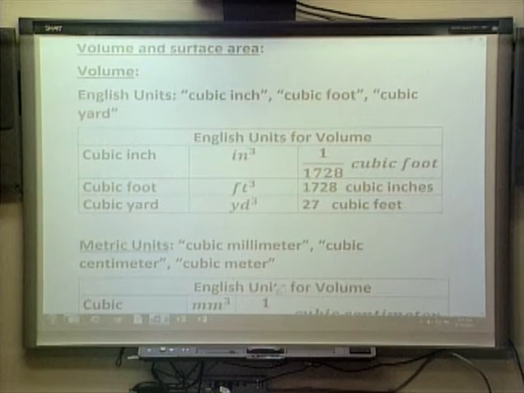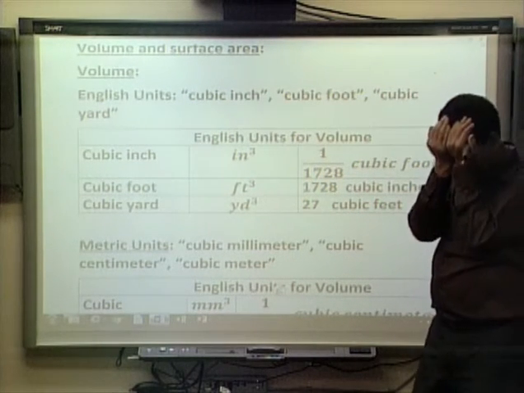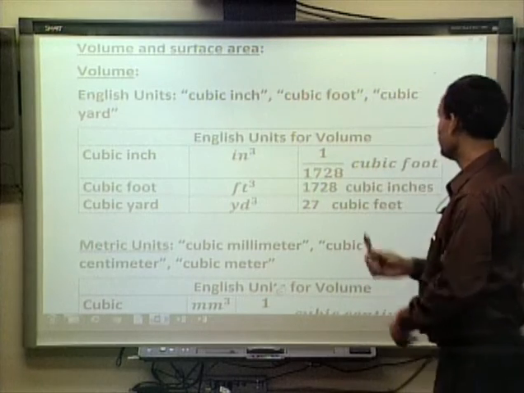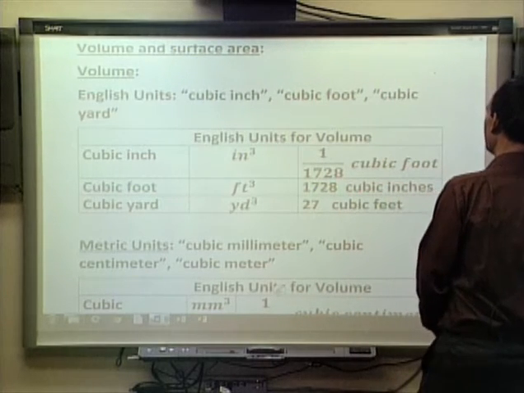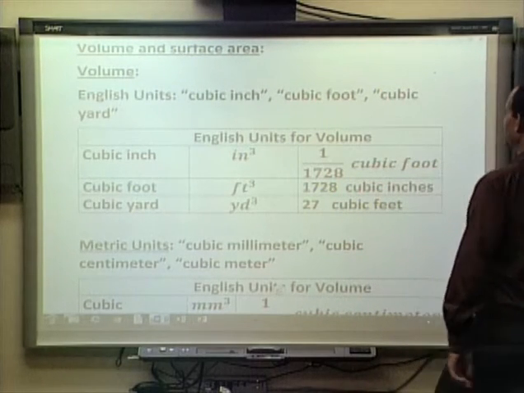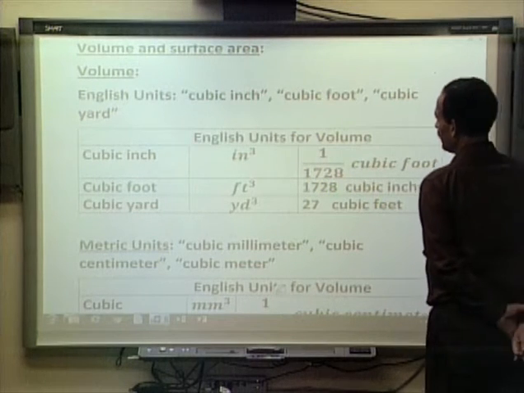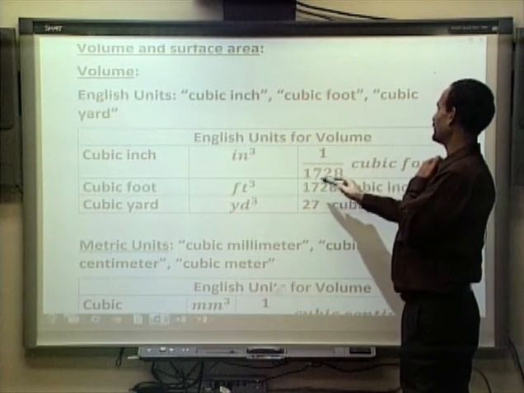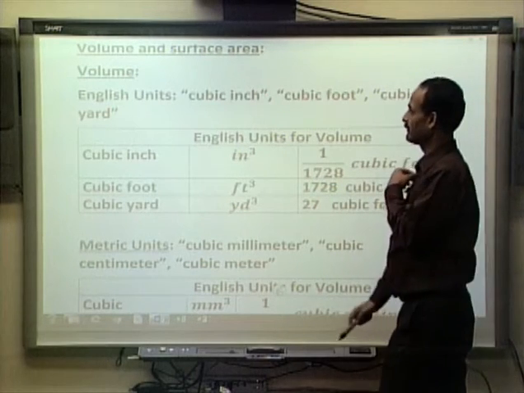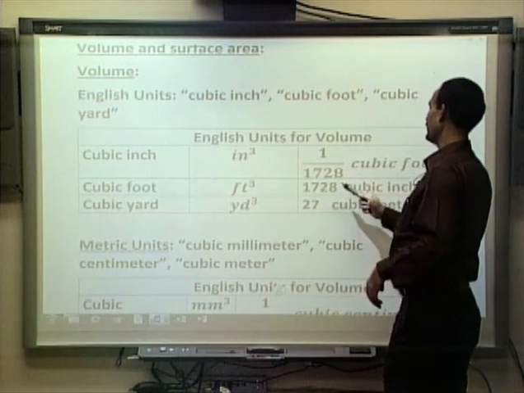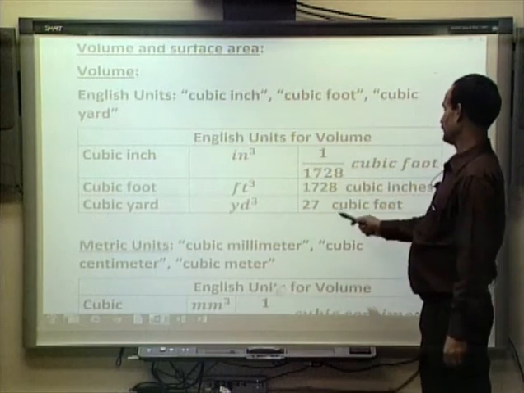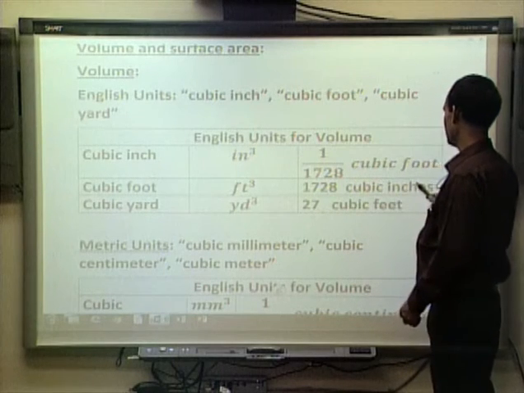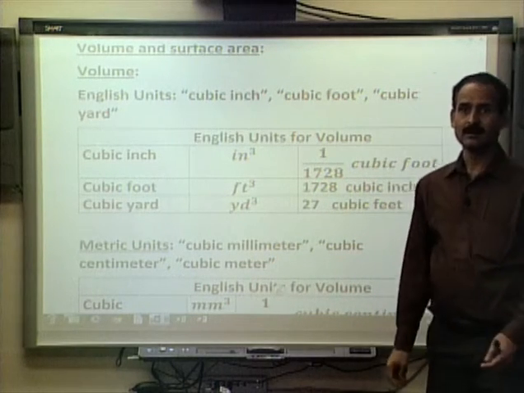Now, let us talk about volume and surface area. We talked a little bit about volume already. The English units for volume are cubic inch, cubic foot and cubic yard. 1 cubic inch is 1 over 1728 cubic foot. 1 cubic foot is 1728 cubic inches, and a cubic yard is 27 cubic feet. Okay.